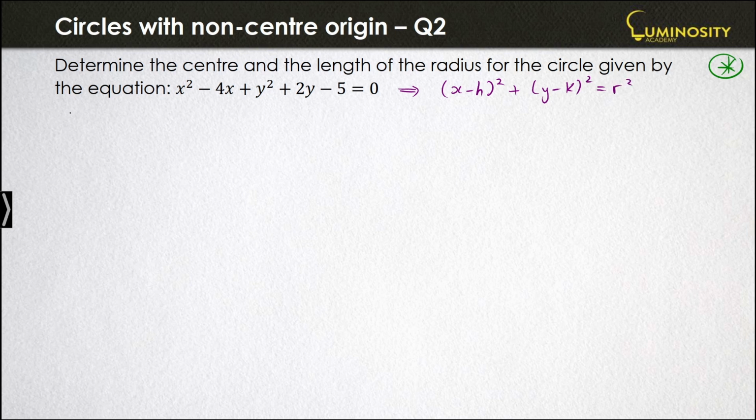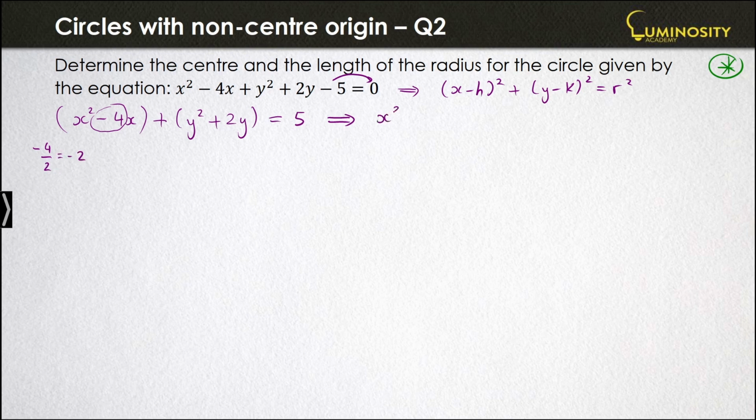The first thing I'm going to do is take this negative 5 and move it across. So x squared minus 4x, I'm going to group as one term, plus y squared plus 2y, grouping all the y's together, and it's going to be positive 5 on the right hand side. So how do we complete the square? I'll do x first. The coefficient here is negative 4, so I need to half the coefficient of negative 4 and then square it. Half of negative 4 is negative 2.